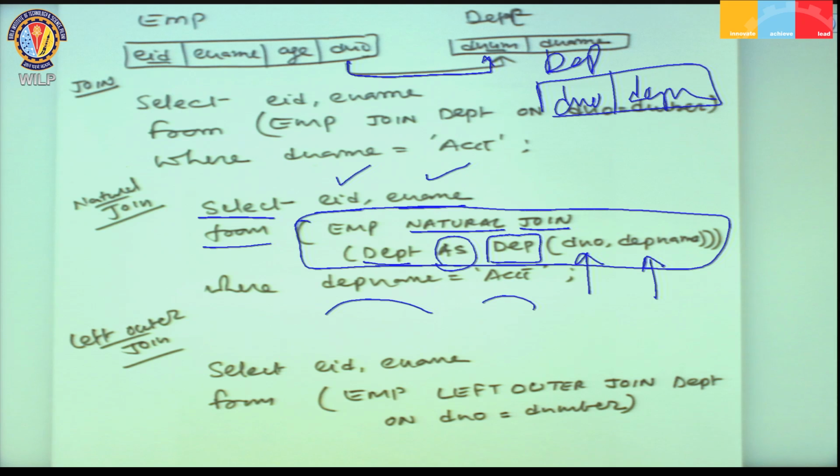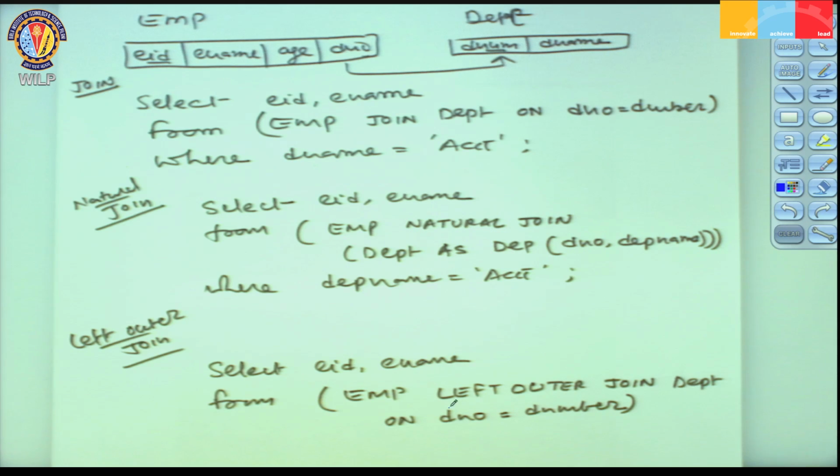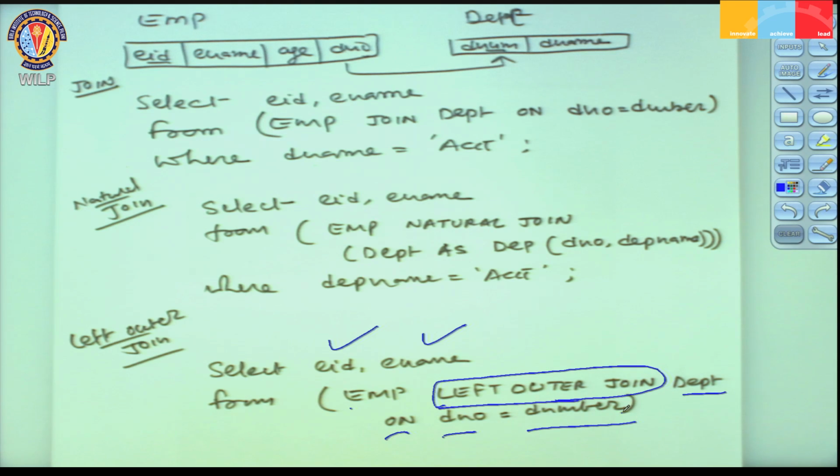Similarly we can also perform the outer joins. Left outer join and right outer join can be performed. In this example I am just giving how to perform left outer join. Select EID, ename from EMP left outer join with the department table on DNO is equal to D number. Similarly I can also use right outer join.